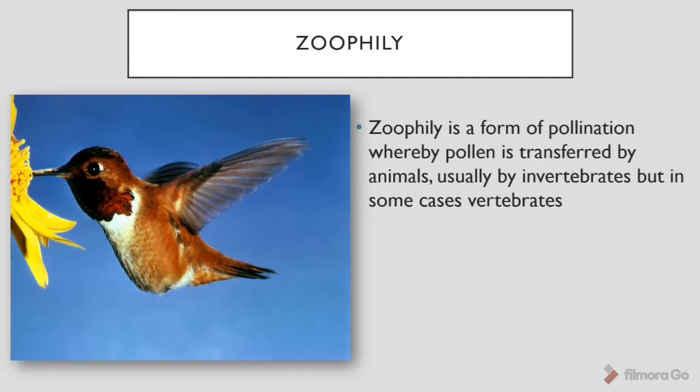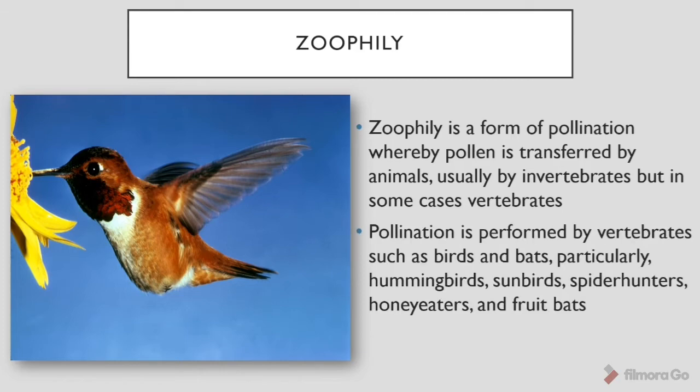Zoophily. Zoophily is a form of pollination whereby pollen is transferred by animals, usually by invertebrates, but in some cases vertebrates. Pollination is performed by vertebrates such as birds and bats, particularly hummingbirds, sunbirds, spider hunters, honey eaters, and fruit bats.